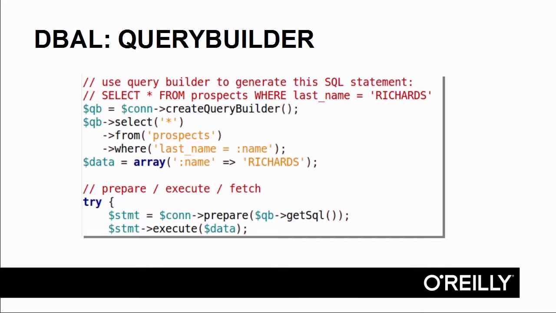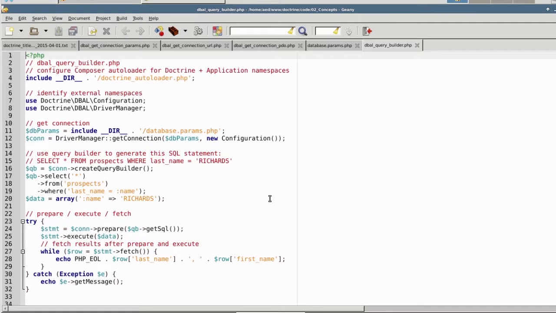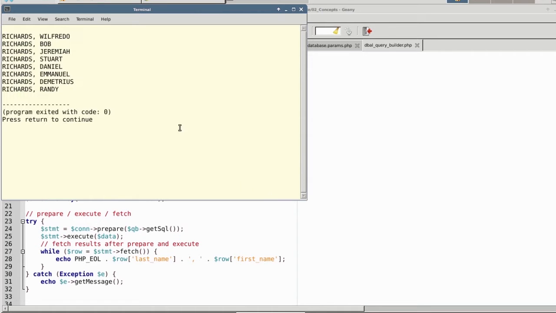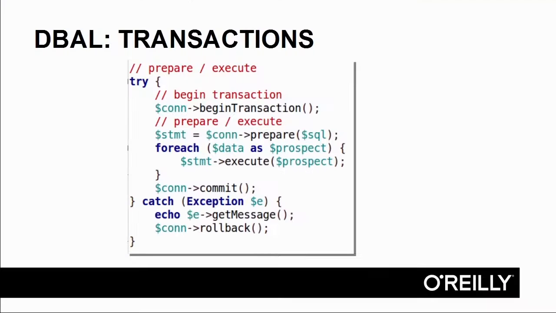Notice in this example, the placeholder is a named placeholder, and the value supplied will be a key value pair where the key represents the placeholder name. The file name for this example is DBAL querybuilder.php. And again, the results are identical to the results in the other examples.